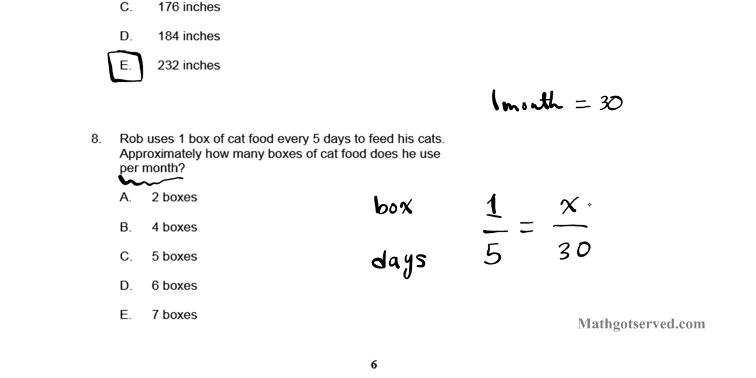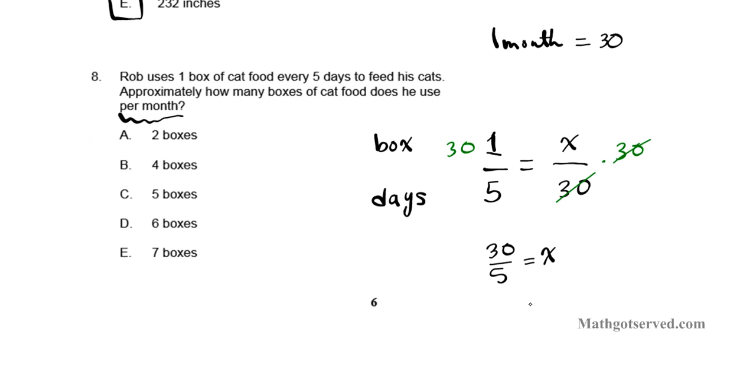Days on the bottom, boxes on the top. Now to get x by itself, what do we do? Simply multiply both sides by 30. This proportion you have set up right here. Multiply both sides by 30, the 30s cancel out. And then you have 30 over 5 equals x. And if you divide 30 by 5, what do you get? 30 over 5 is 6. Okay, so it's roughly 6 days. I mean, yeah, 6 boxes. So our answer is option letter D.